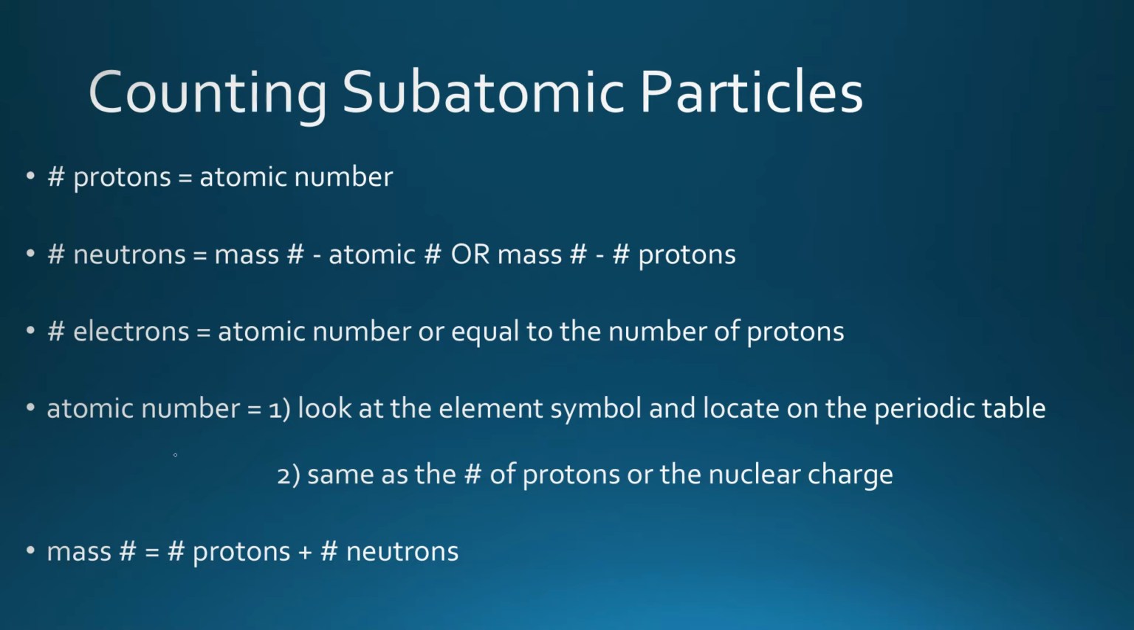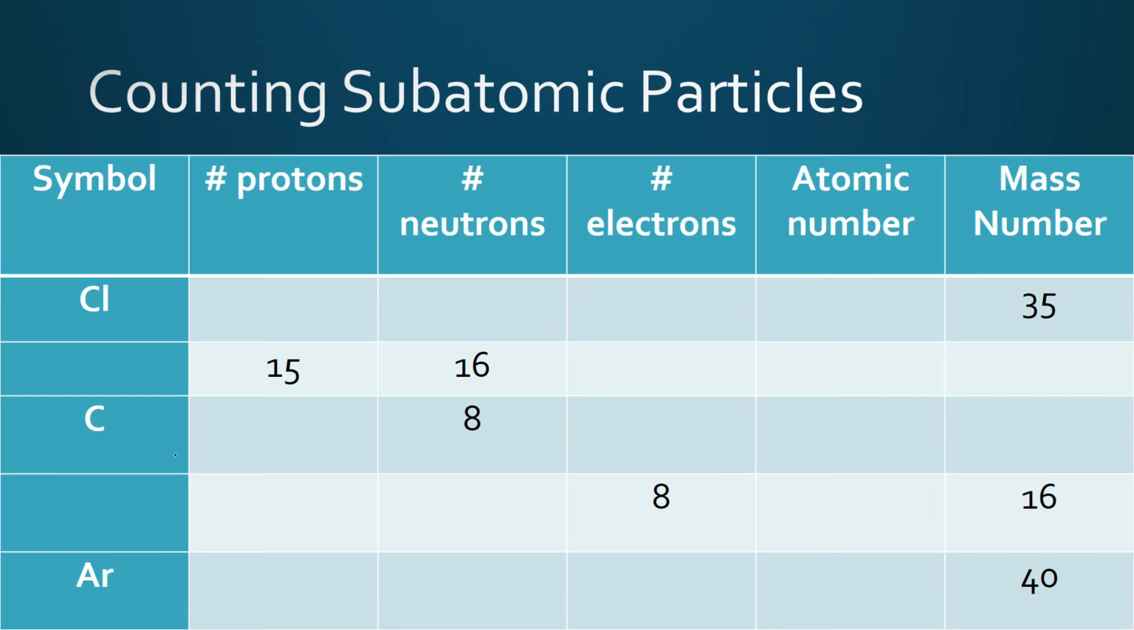I know for some of you, your teachers in the past have done that. We're going to talk about why that doesn't work when we start looking at isotopes. So mass number is your protons plus your neutrons. So from here, we have a table.